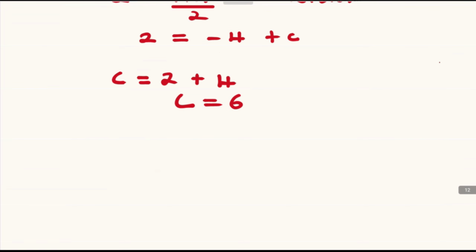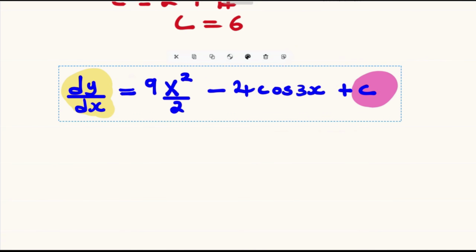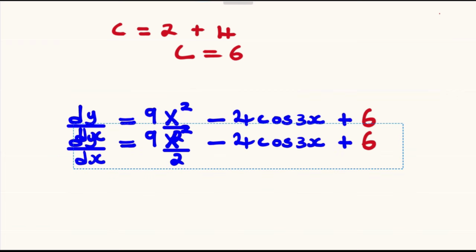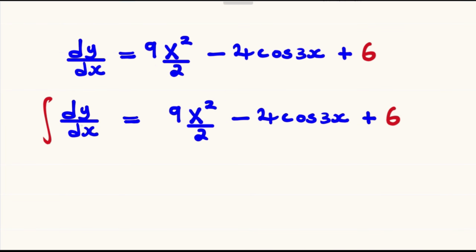We call it the particular solution because we have to determine the numerical value of these constants. So we determine the first constant as equal to 6. So now we have to find the y. We are going to introduce the integral with respect to x, both sides of the equation.